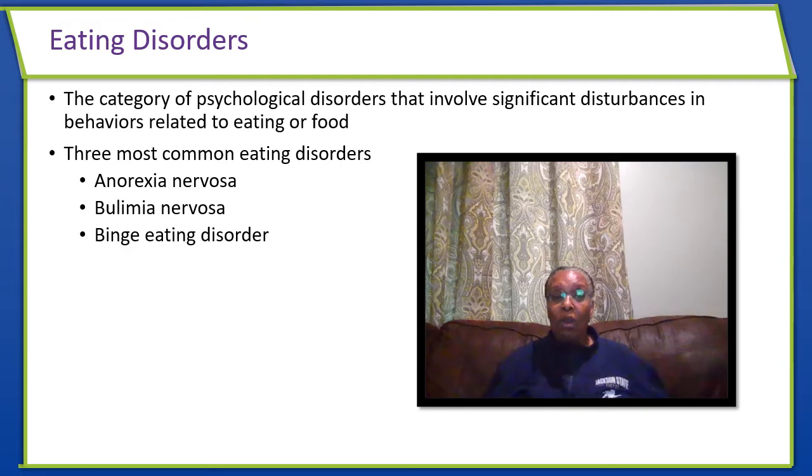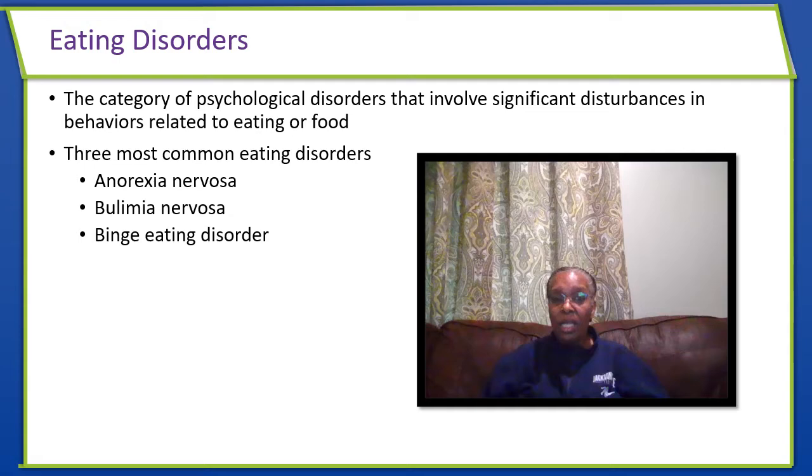All right, so now we're going to move on to eating disorders. And again, this is a category involving significant disturbances in behaviors related to eating or food. The most common eating disorder, again, is anorexia nervosa. Here, the individual has such difficulty seeing themselves as not overweight even when they are within the normal weight range. They tend to over-exercise. They'll minimize eating to almost nothing, where seeing a spoonful of rice, they'll feel is too much to eat. They'll use laxatives, all sorts of things, because they have a poor body image of themselves.